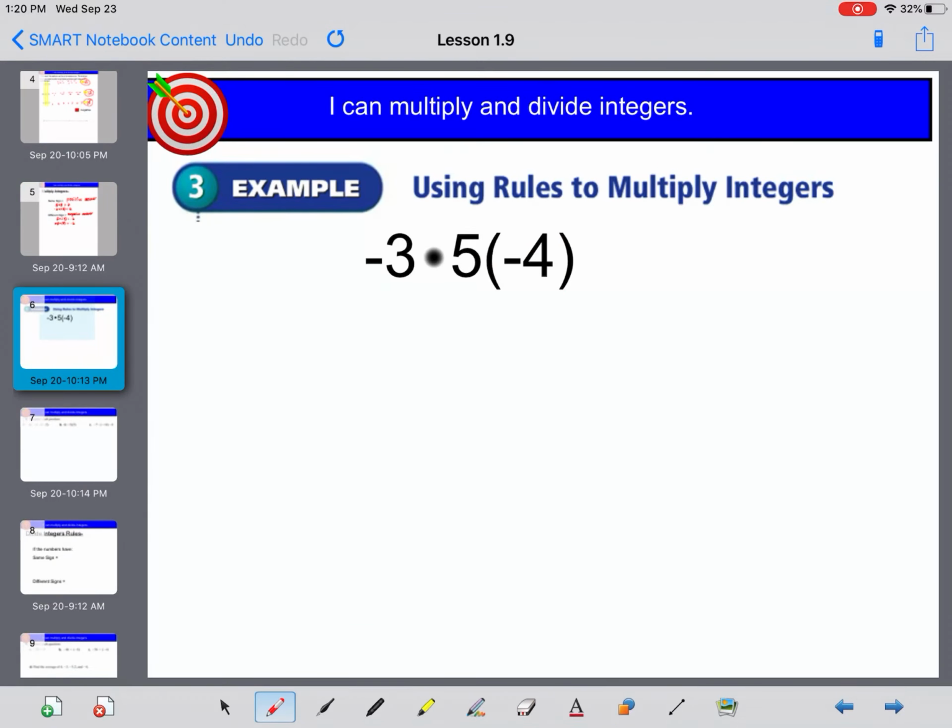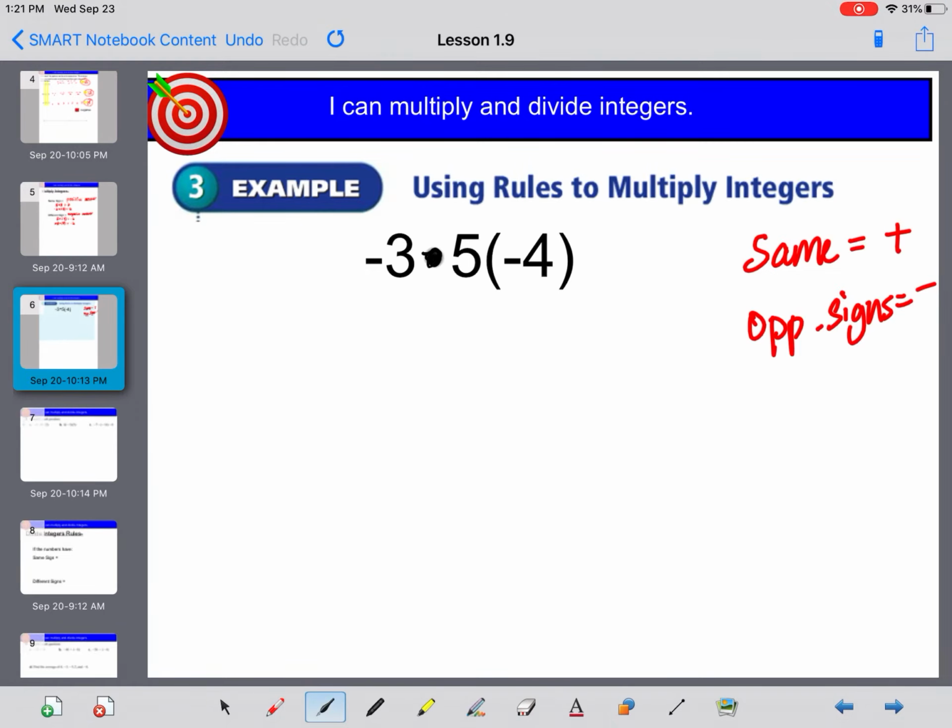We're going to use the rules of multiplying integers. Remember, same sign equals positive. Opposite signs, negative answer. So let's start. These are two different ways of illustrating multiplication. One is a dot and one is parentheses. That's two multiplication problems here. So I'm going to multiply from left to right.